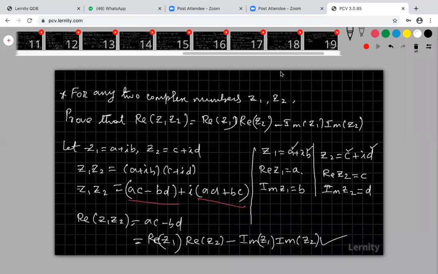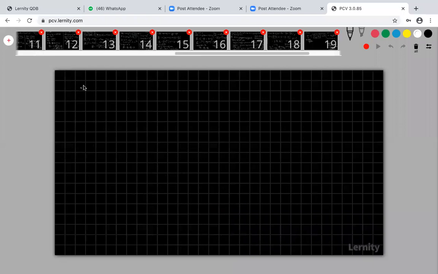Well, what is your doubt? We have to multiply only real numbers. You told real of Z1 into real of Z2, no? Only in adding only. So look at that. My Z1 equals A plus IB, my Z2 equals C plus ID.